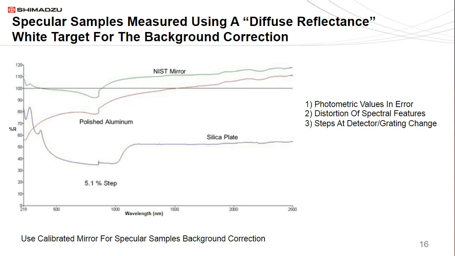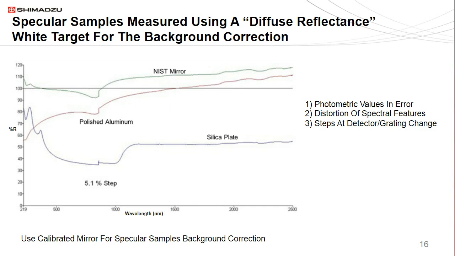So this is the comedy of errors that occurs when you attempt to measure a specular sample and you have used a white diffuse plate, be it barium sulfate or spectralon, as the target plate for the background correction, and you now have a hot spot by these samples in the sphere. As you can see, we have a NIST mirror, we have a polished aluminum mirror, and we also have a silica plate. The silica plate is a totally specular surface, but it appears dull. Not hazy, it just appears dull because it's not as reflective as aluminum. As you can see, numbers above 100% are totally artifactual.